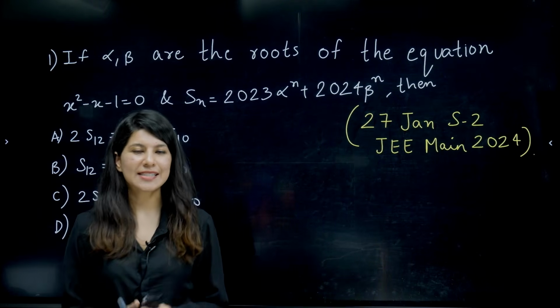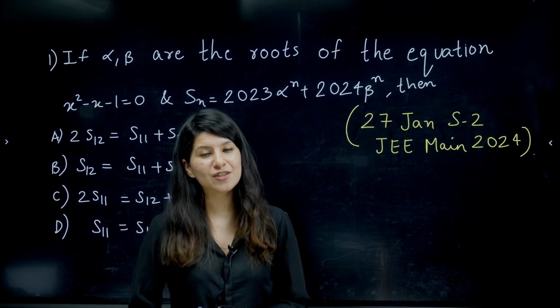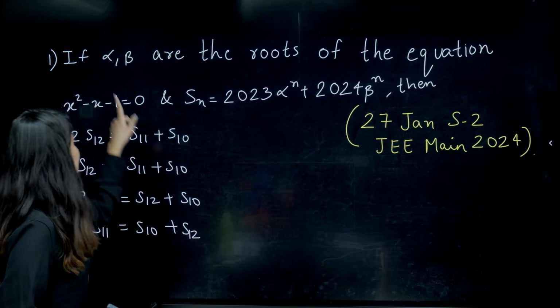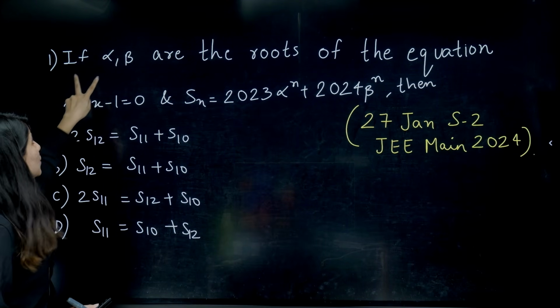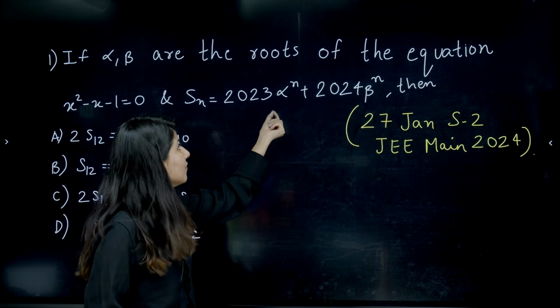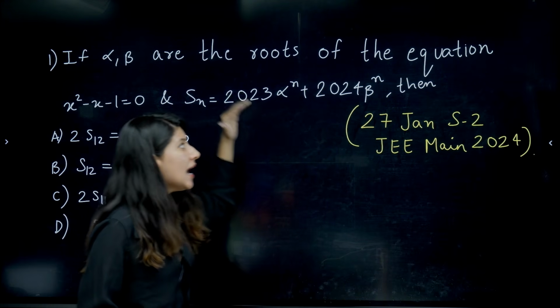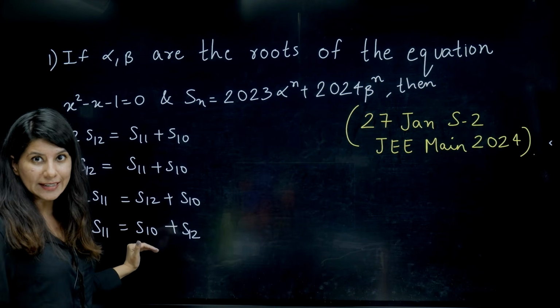Since past few years, it has been observed that these type of questions are quite popular in JEE Main, wherein they give you a quadratic equation whose roots are alpha and beta, and an expression involving the nth power of alpha and beta is given to you and you need to answer accordingly.